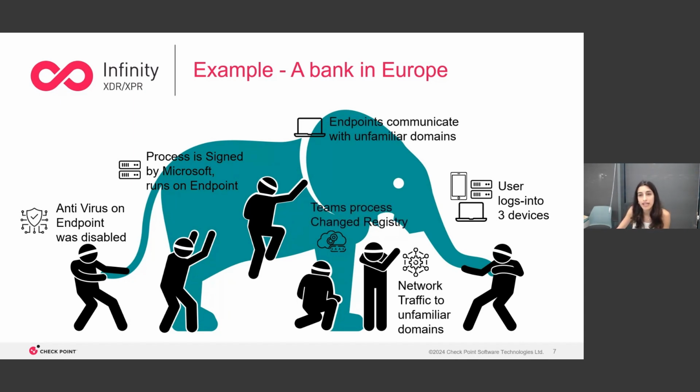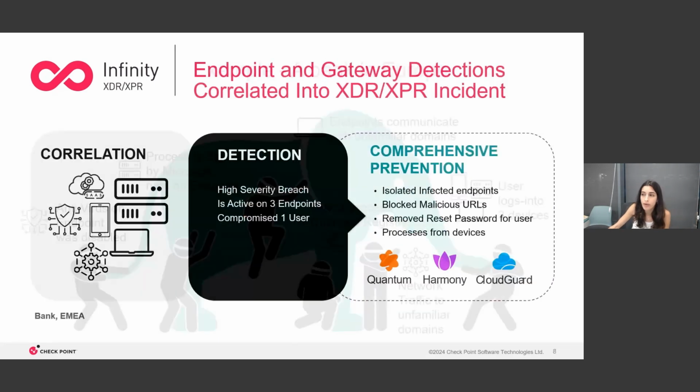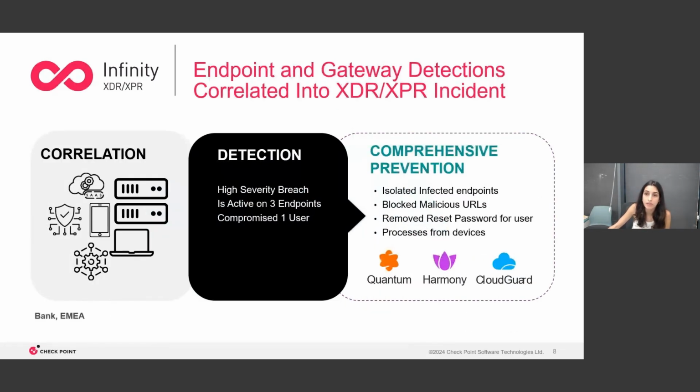So in that real case that we've seen in a bank in Europe that we serve with XDR XPR, we saw all those logs from the network and the endpoint solution it has. And those are not really interesting by themselves. Most are classified as benign or low severity, but only by connecting those products into the XPR detection engine and behavior analytics were we able to correlate them all into detecting a high severity breach that was actually active on 3 endpoints and 3 devices that were compromised in the environment. Of course, all the prevention action happened automatically according to the customer's preference and configuration.